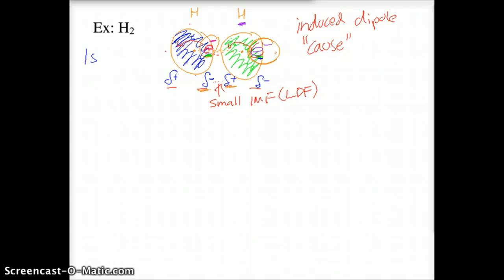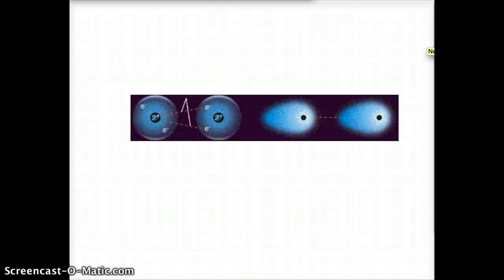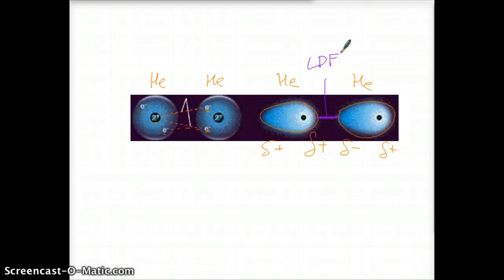What does this look like with some actual real drawings? Well, here we go. Here's atoms of helium. We've got 2 protons here, so helium and helium, helium and helium. We can see that these electrons are randomly spread out. But immediately, if these 2 electrons come onto one side, they're going to repel these other electrons away. So that's going to cause this distribution to look uneven, and we're going to temporarily have a dipole, which is going to cause an intermolecular force due to a London dispersion force.